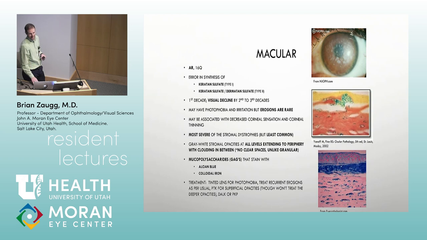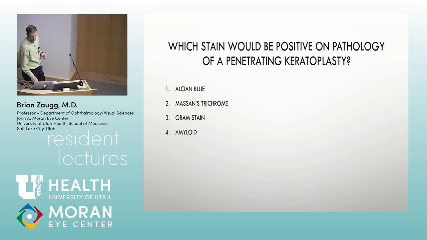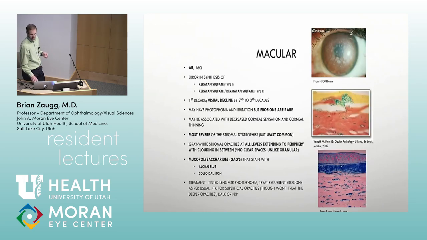This is macular. Okay. So that one, it extends limbus to limbus? Yep, it's a little bit broader involvement. And there's clouding in between them. So that's kind of the key, that there's clouding between the spots, whereas with granular, it's super clear between the spots. It just kind of looks mushy with macular.